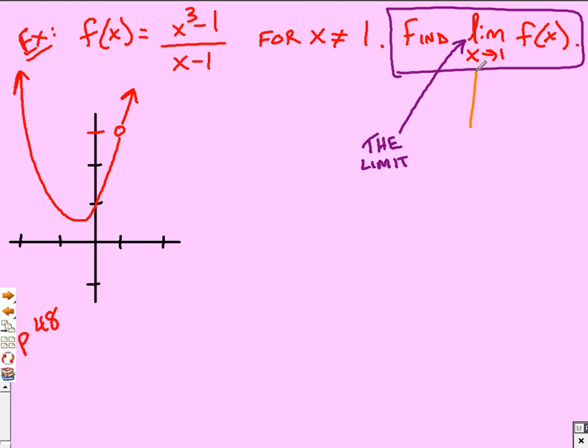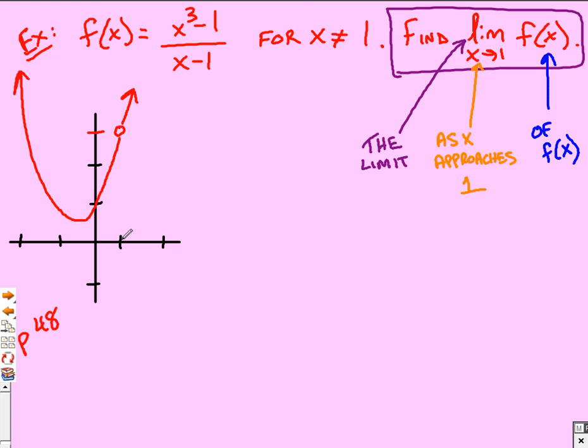This part right here, x with an arrow to 1, means as x approaches 1, and this can be any number whatsoever, you'll see here in a second. Then it gives you the function at the end, f of x. So the way you read that fully, the limit as x approaches 1 of f of x, that's what that means. So what we do is we find x equals 1 here on this graph.